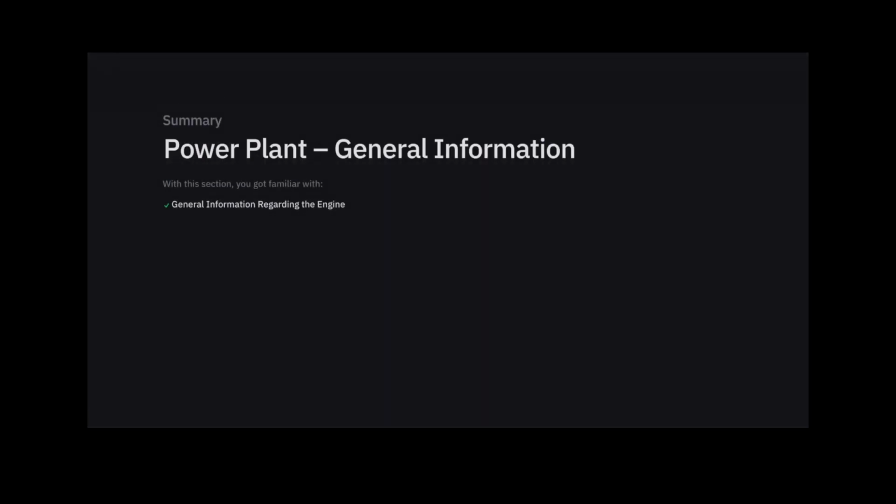Summary. With this section, you got familiar with general information regarding the engine.